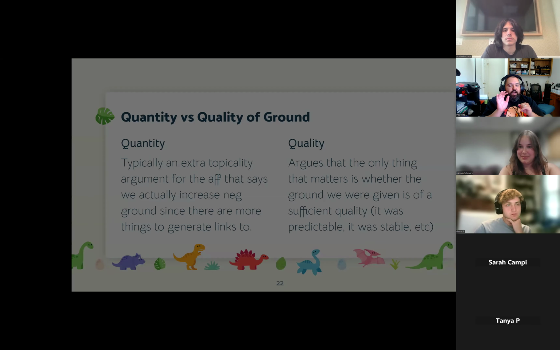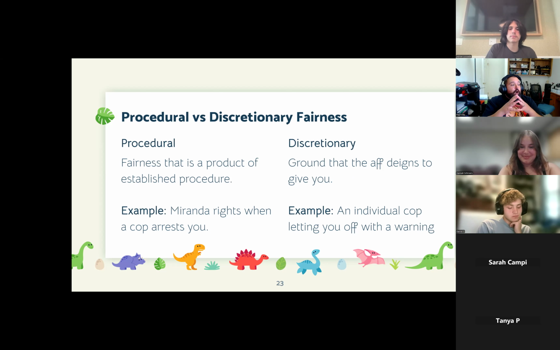Okay. Procedural versus discretionary fairness. This honestly probably should be its own concept because it's so important. So I really want you to hone in on this. There is a distinction between procedural and discretionary fairness. Procedural fairness is fairness that is a product of established procedure. So the best kind of metaphor I can give you here is like your Miranda rights when a cop arrests you. It doesn't matter what cop it is, what state you're in, they are required by federal law to have a procedure wherein they read you your rights when you are arrested. And if they're not, it can sort of influence the ability for certain evidence to be used and admitted, et cetera, et cetera, et cetera.